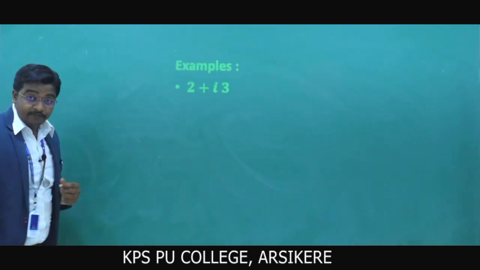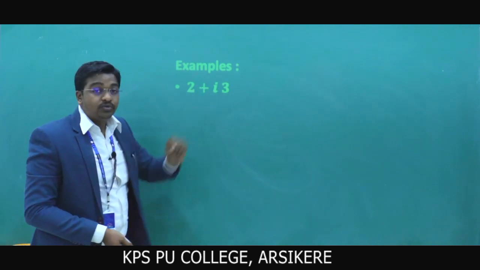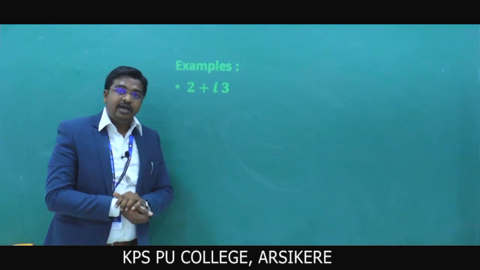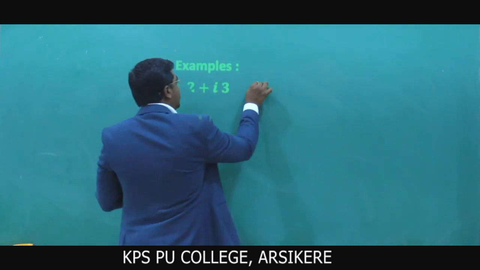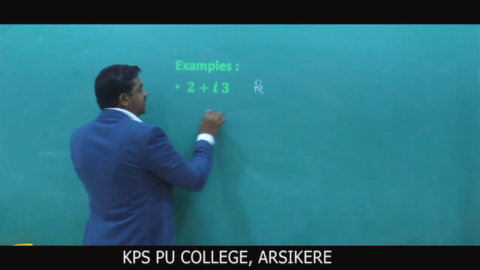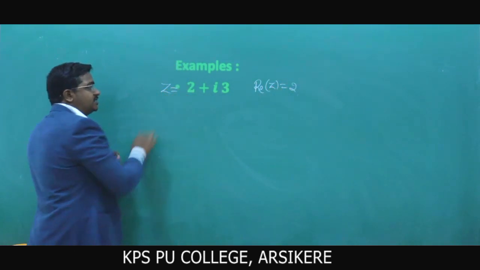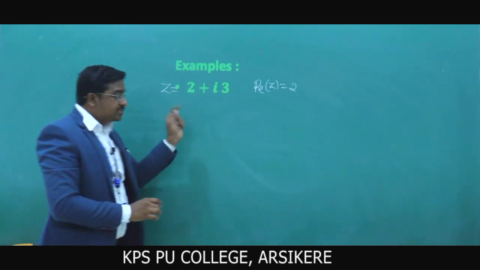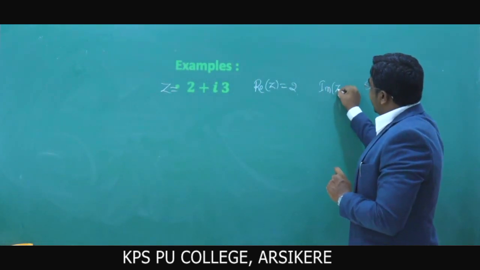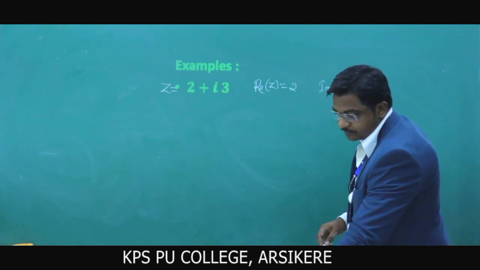Before that, let us see an example of a complex number. 2 plus i into 3, this can also be written as 2 plus 3i. What is the real part here? If I take this as z, real part of z is equal to 2. Z is equal to 2 plus i into 3. What is the real part? Real part is 2 and imaginary part of z, im of z, is equal to 3.